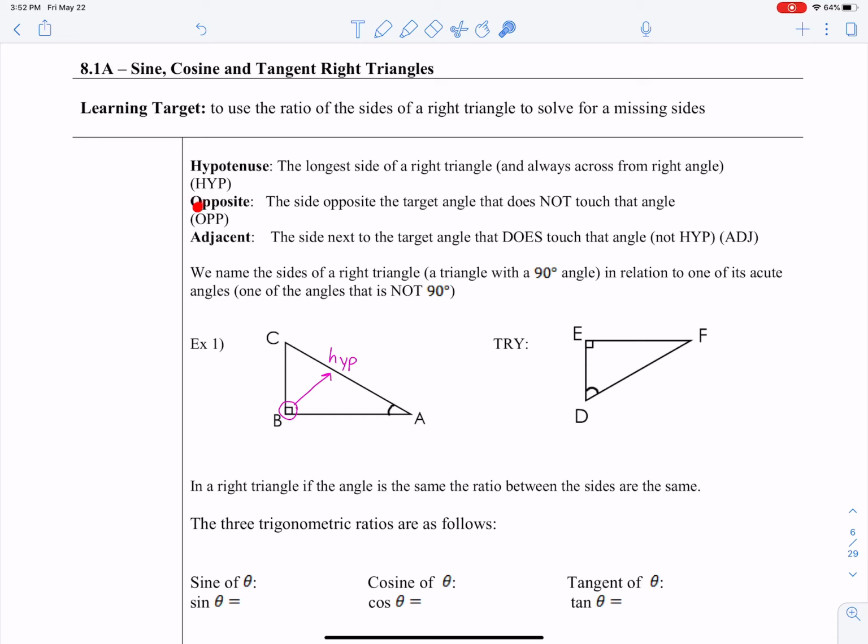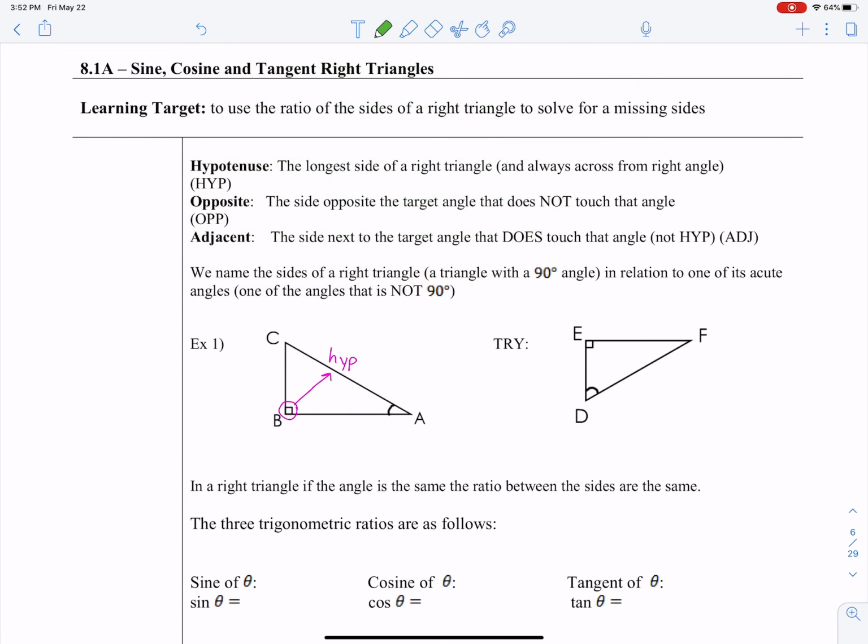Next, the opposite side. The opposite side is the side opposite the target angle that does not touch the angle. To figure out what the opposite is, first we need to know what the target angle is. In this case, it's the one that has the little angle sign here. Sometimes the target angle will have a sign like this. Sometimes it'll just have a number, well, it wouldn't be 90 degrees, let's say 70 degrees. There'll be some indication in the picture as to which one you want to use for the target angle.